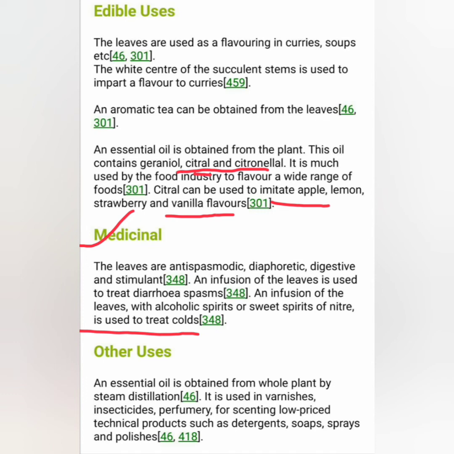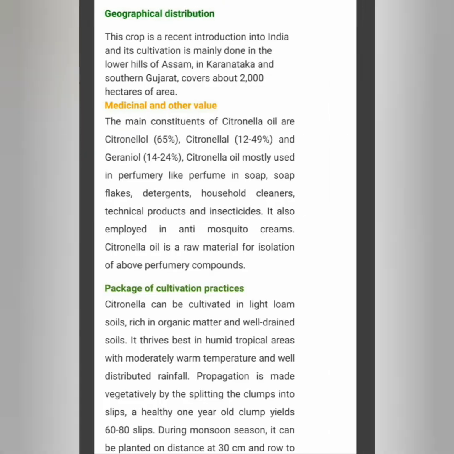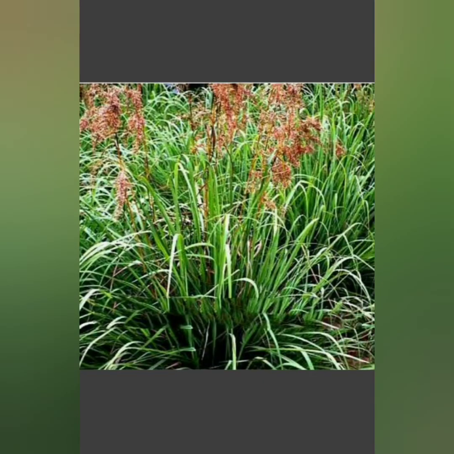And other uses include the oil which is obtained, it can be used in varnishes, insecticide, perfumery, for scenting low price technical products such as detergents, soap, spray, and polishes. And of course, it is very much used in insecticides. This oil has an insect repellent property, it can repel insects, so it is also used as insecticide. So these are some of the common uses of this plant citronella.